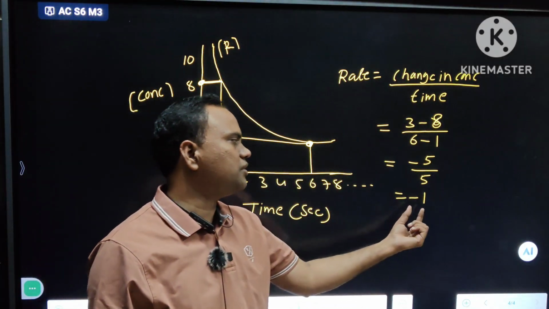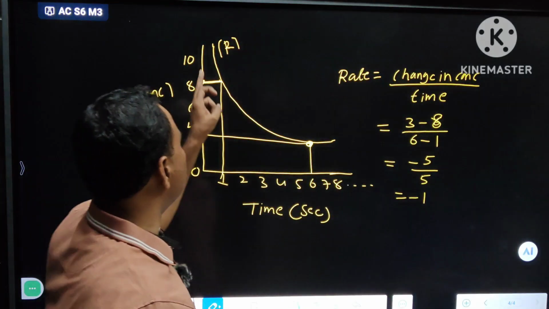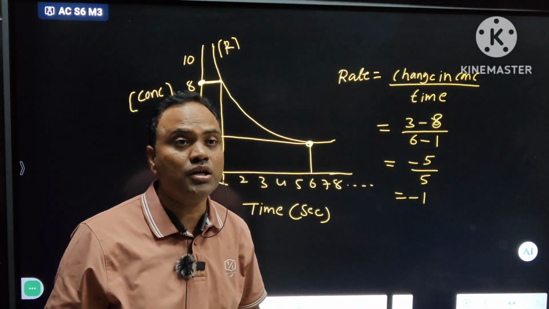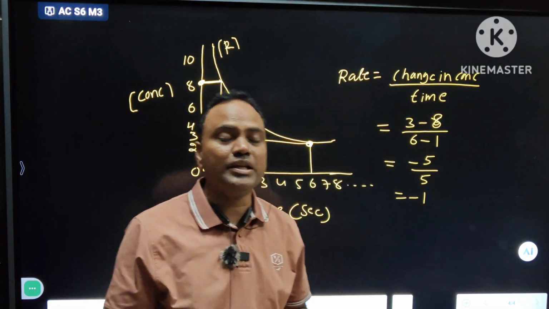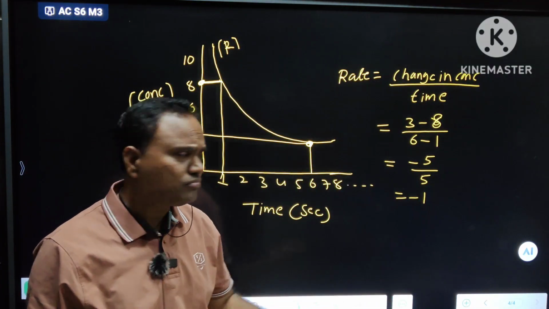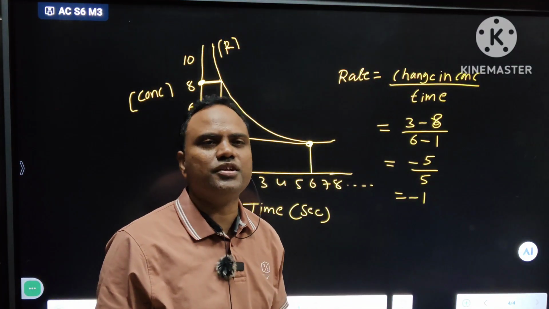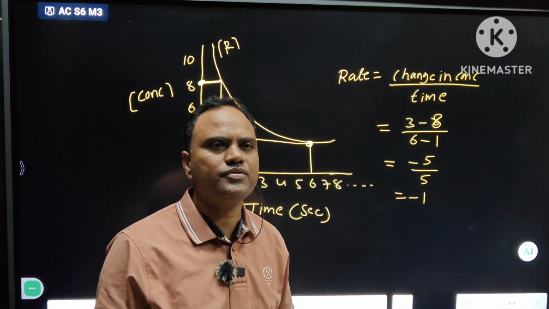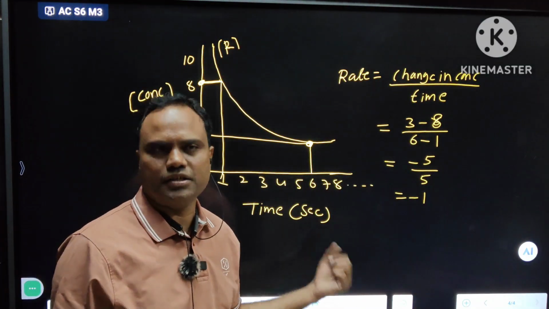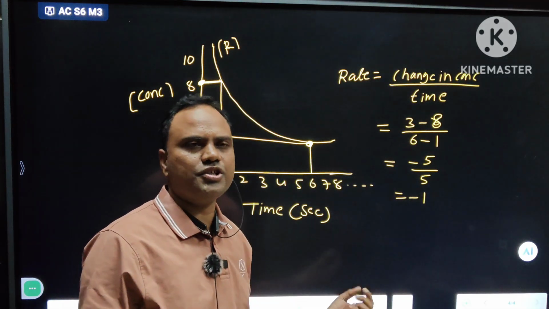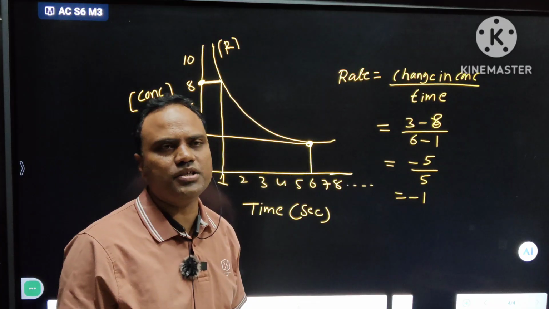Now let us understand the meaning of minus. This negative sign represents a decrease in the concentration of the reactants. This negative sign does not have any mathematical importance. Which type of change? Decrease. Clear? So we calculate rate like this: change in the concentration by change in the time, final concentration minus initial concentration by final time minus initial time.